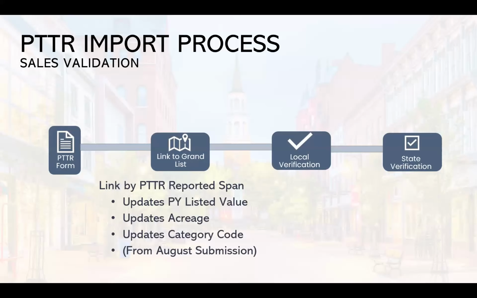So we get the PTTR data. We then link it to the grand list. So we have all the grand list data that you've submitted to the state. And it's the August 15th submission we're using. So those values current to April 1st of last year. So we'll link that PTTR to your grand list. This does 2 things. It lets us update the listed value with the official listed value from the grand list. We update the acreage and the category code. So you'll see in the application, we maintain what was on the PTTR, but we update it with that official grand list submission. So you can see both of those. And of course, you can override them as well.